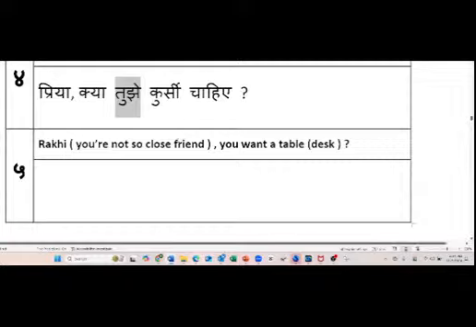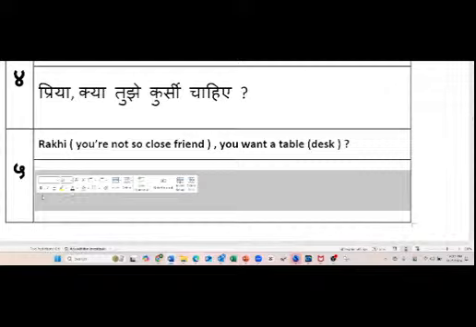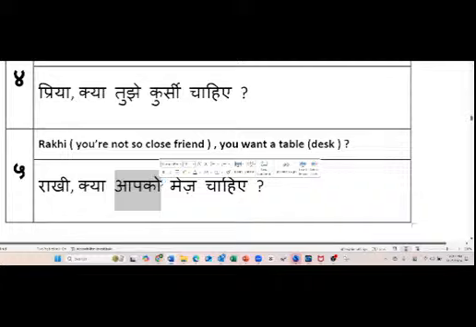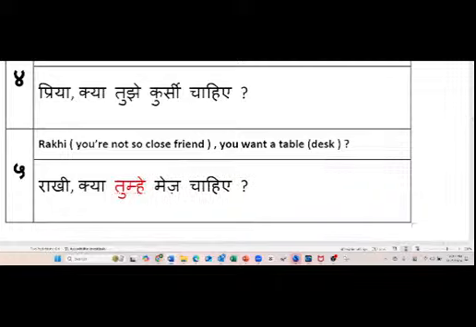So you will say, Rakhi, तुम्हें एक मेज चाहिए. Oh, I wrote आपको. No. Let's change this. See, here I found a mistake of my own. This is how you find mistakes. Answers are not in the book, as you see. So this is how I will keep on correcting my mistakes as we go through the class. Thank you guys for helping me correct those.